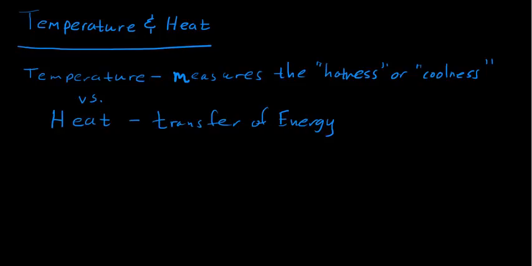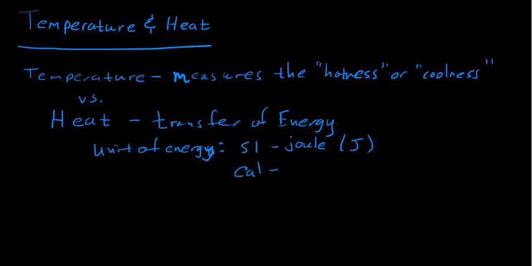Because heat is a way of transferring energy, just like checks and credit cards have units of dollars, heat will have units of energy. The SI unit for energy is the joule, given the symbol capital J, and we will use that most often. There's an older unit that you will sometimes see called the calorie, abbreviated cal. One calorie is equal to 4.184 joules, so there's a nice conversion factor between them.